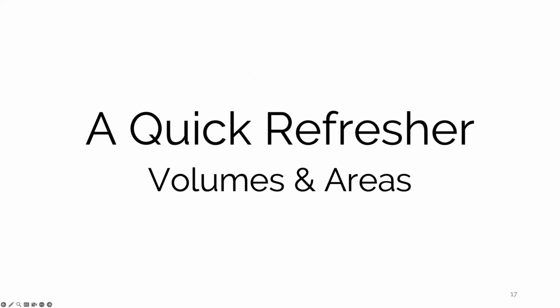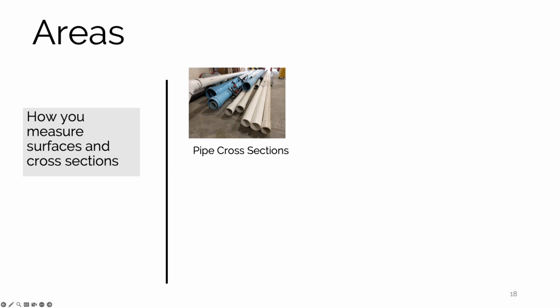Let's do a quick refresher on areas and volumes because they're really critical. If you don't have areas and volumes down, it's going to be very difficult to solve flow problems and detention problems because they rely on that. So quick refresher: area is how you're measuring essentially surfaces and cross sections.